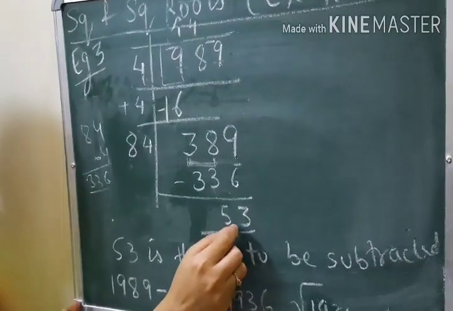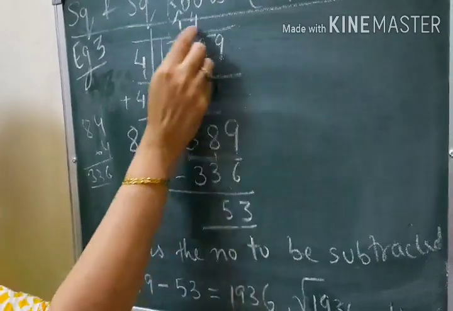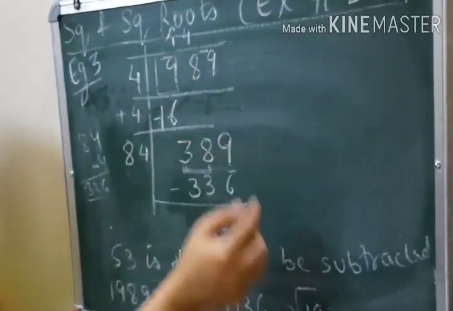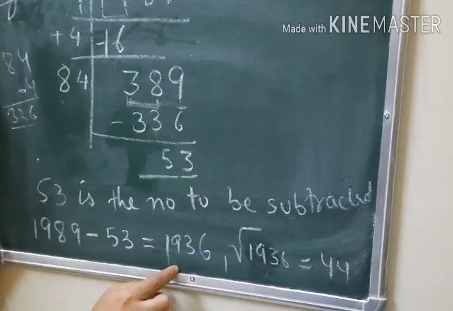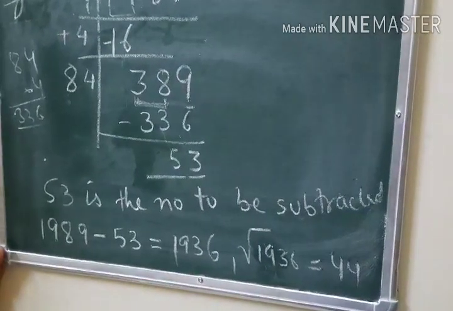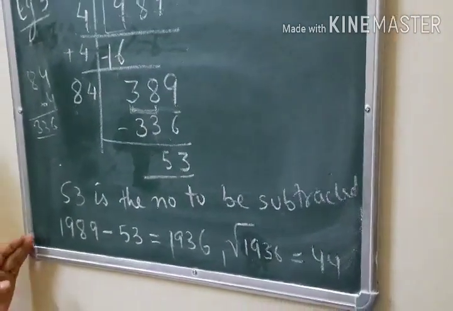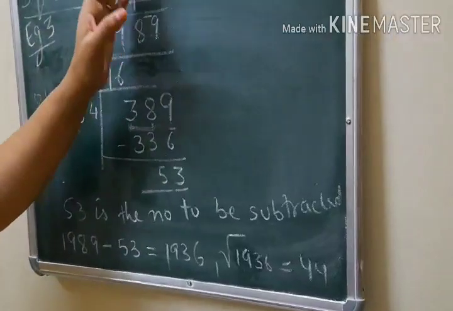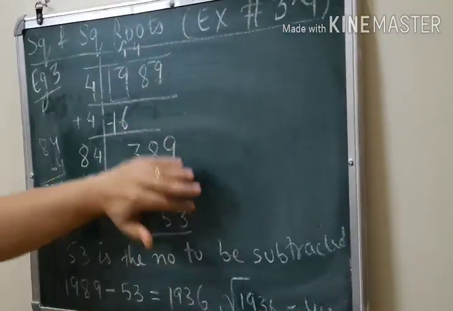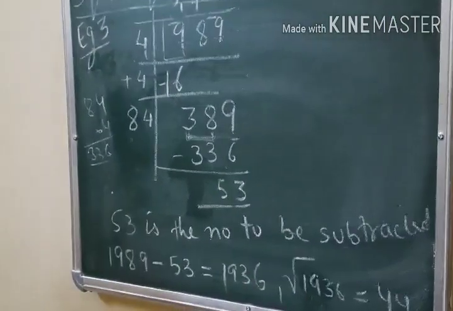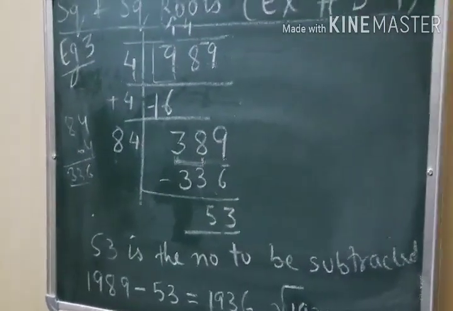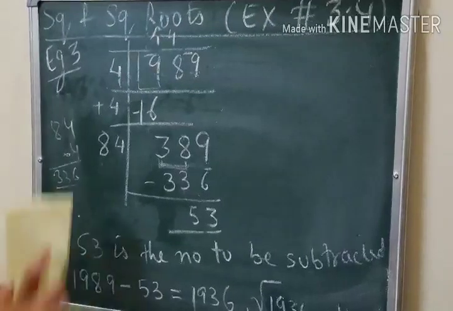That means 53 is the number which needs to be subtracted from 1989 to get you a perfect square. And when we subtract it, we get the answer 1936. And no need to find the square root of 1936 again. We know that 44 already we have got, and this was the remainder. So 44 is the perfect square root of this 1936. No need to repeat it. Okay? So this was your example number 3.